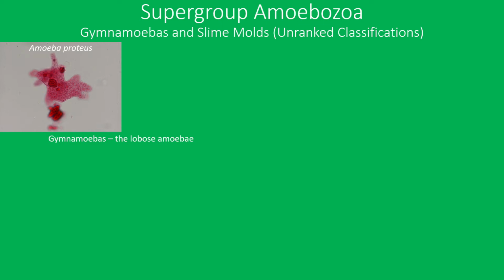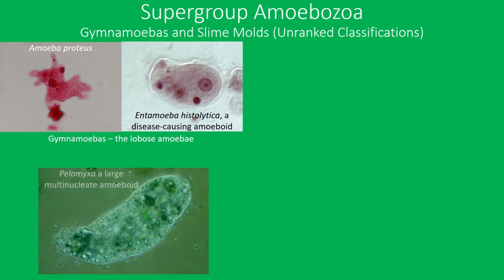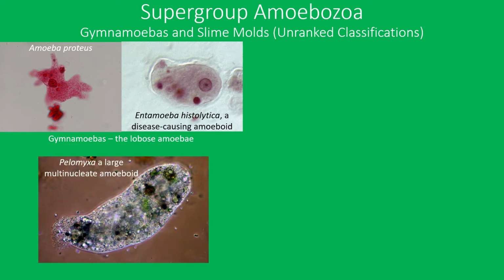Amoeba proteus is a common amoeba found in ponds. Entamoeba histolytica is a parasitic amoeba known to cause gastrointestinal diseases in people. Phylomyxa is a very large multinucleate amoeboid that has lost its mitochondria. ATP production occurs by endosymbiont bacteria instead.